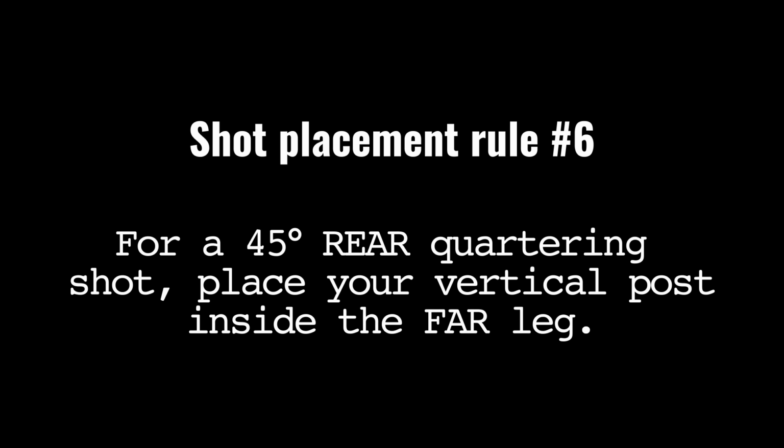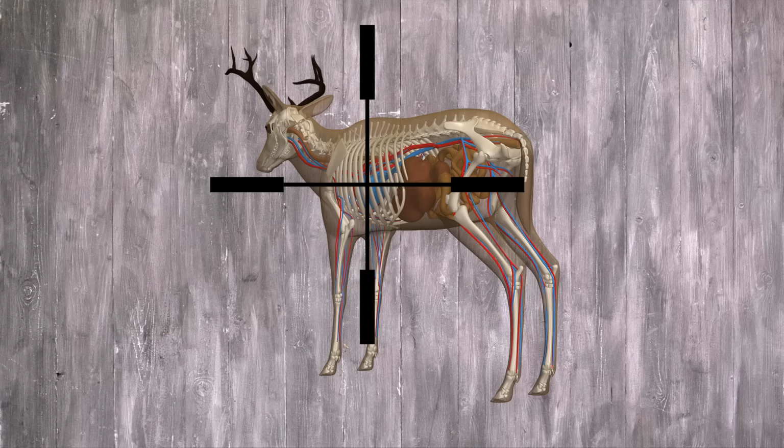With that covered, where should you aim? Height-wise, you should still refer to rule number 2, between 1/3 and halfway up the body. Well, where should you put your vertical post? Well, use rule number 6. As discussed, the heart is offset from the front, so you do the opposite then for a front quartering shot. So here's your flashcard for the rear quartering shot. Look at it before you go to bed at night.